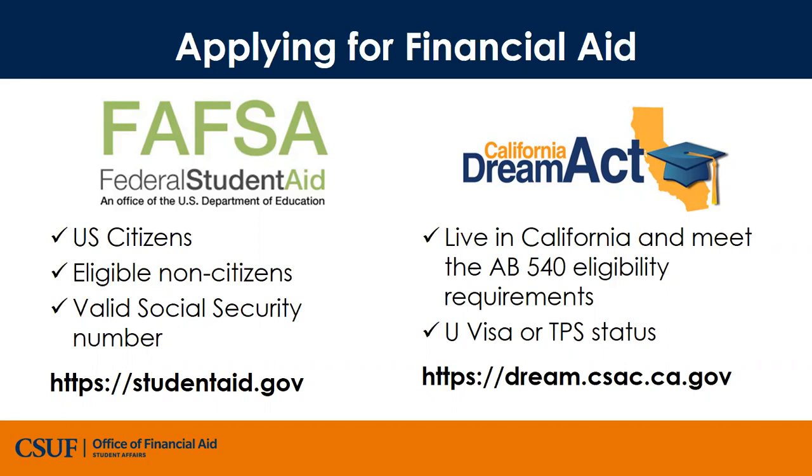On the other hand, for students who meet AB 540 eligibility requirements, who have U visa or TPS status, we encourage you to submit the California DREAM Act application. Both applications have a priority deadline of March 2nd every year.